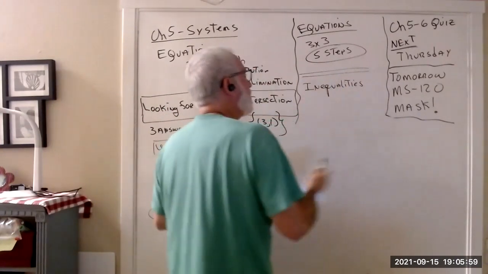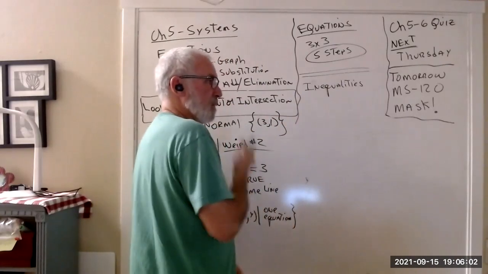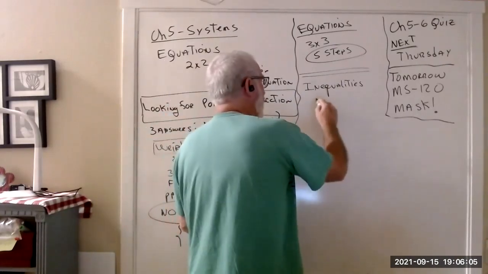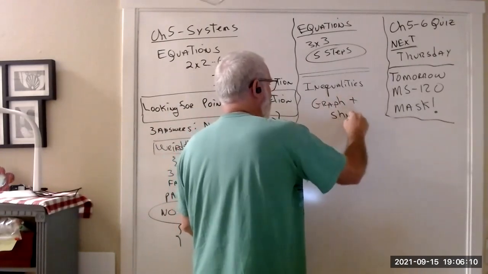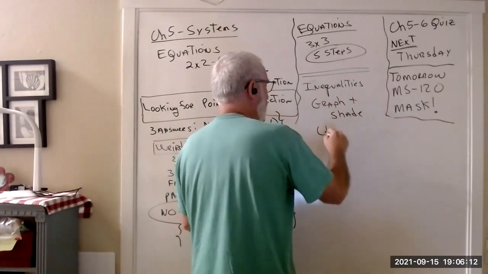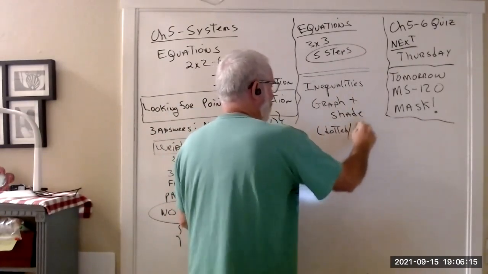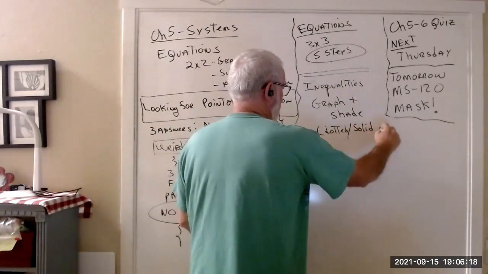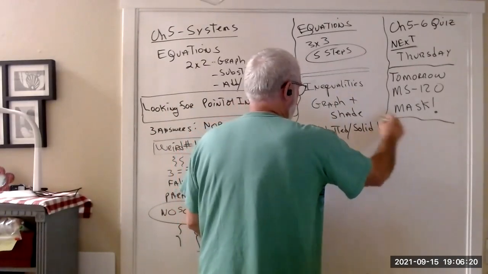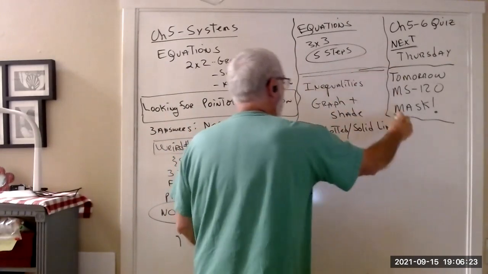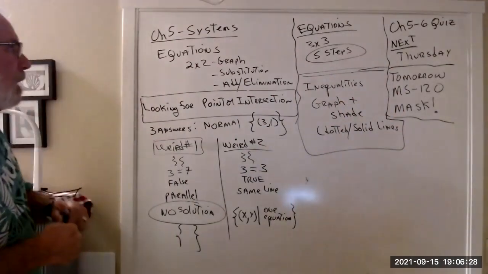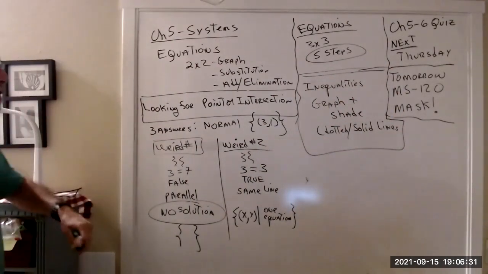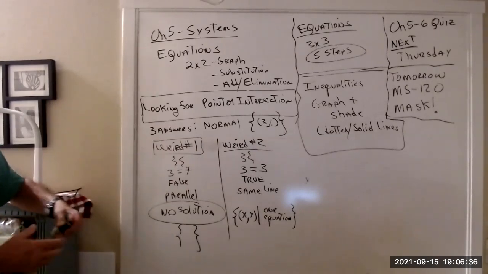Okay, we had inequalities, which is where we graph plus shade. And we have either dotted or solid lines. Now, I think in a nutshell, that's everything that I find important about chapter 5, systems.